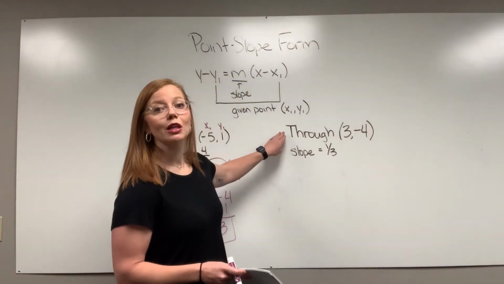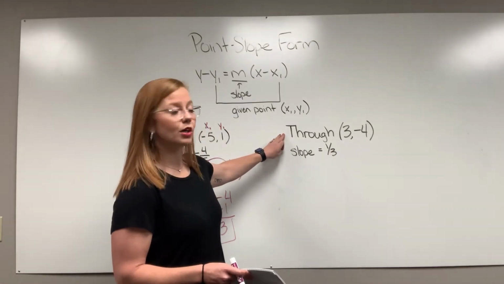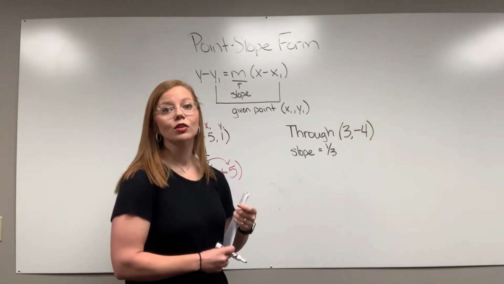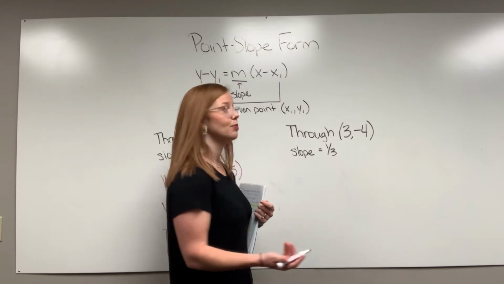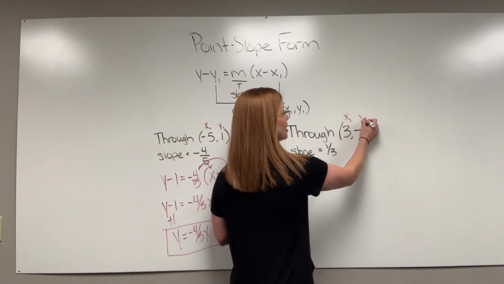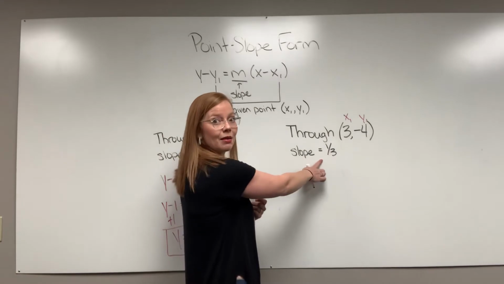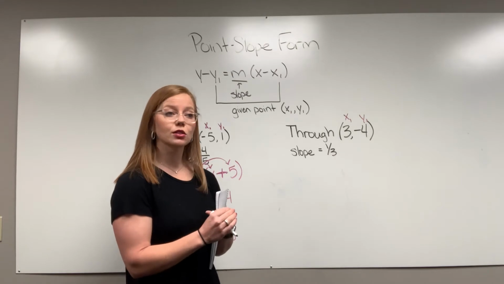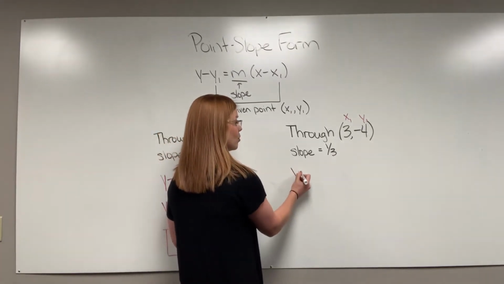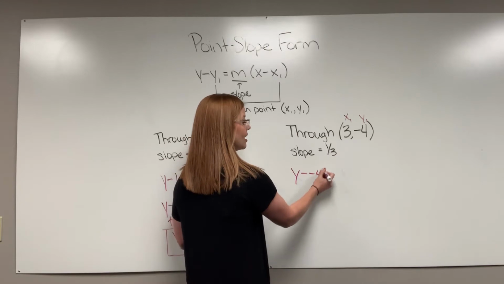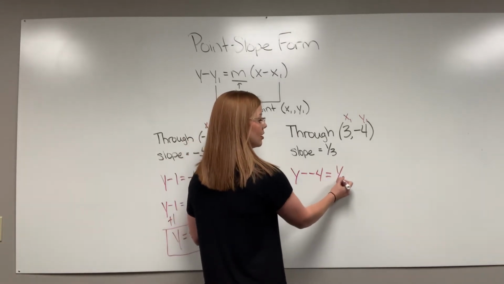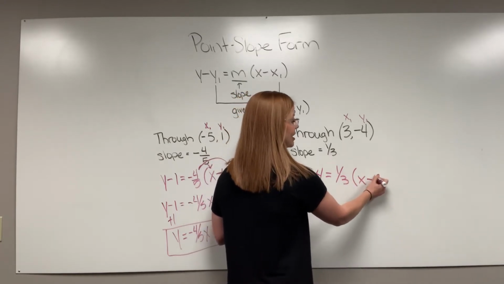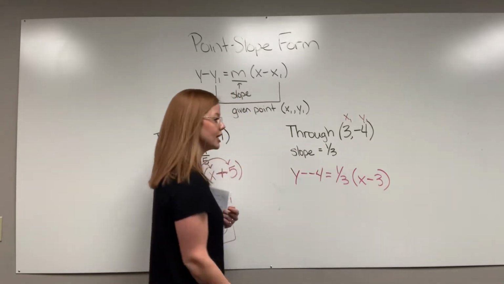So in our next example, we're going through the point (3, -4) with a slope of 1/3. Step number 1 is to label your x1, y1. So you're labeling your point. Here's my x1, there's my y1. This is my m. Slope is always m. Step number 2, substitute that into your point-slope form. So it's going to be y minus a -4 equals my slope times x minus the x that they gave me, which was 3.